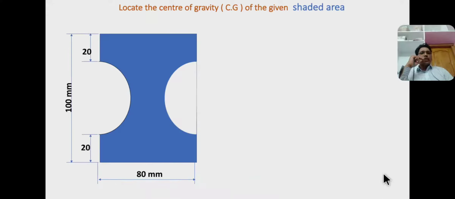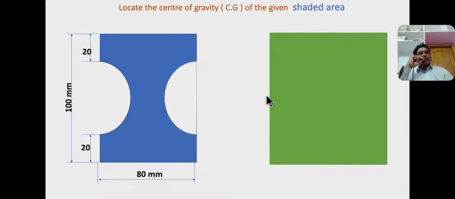Now coming to the next problem. This is also a composite section as well as an I section. How to solve this composite section? First of all, the given section is split up into 3 sections.